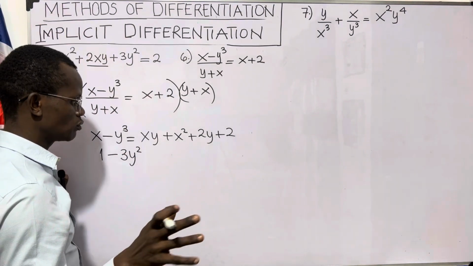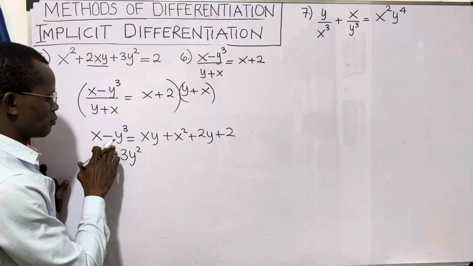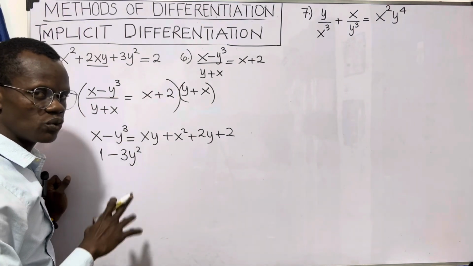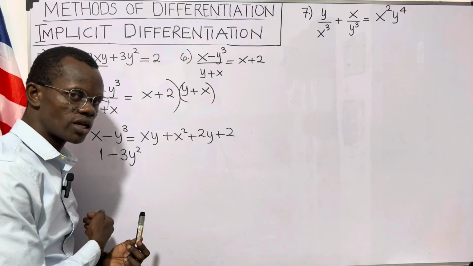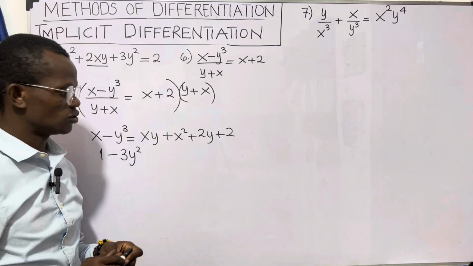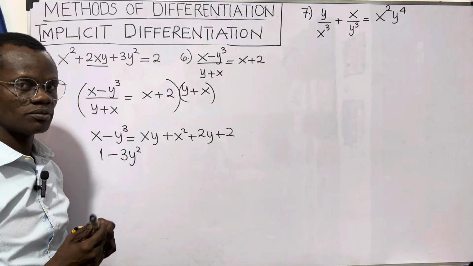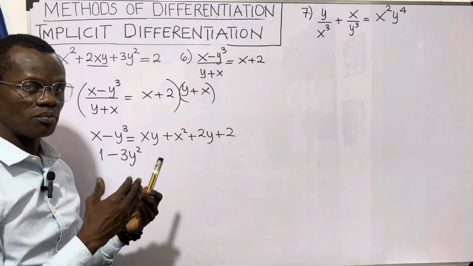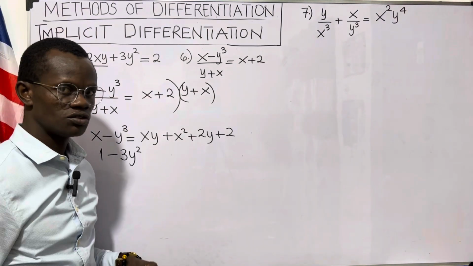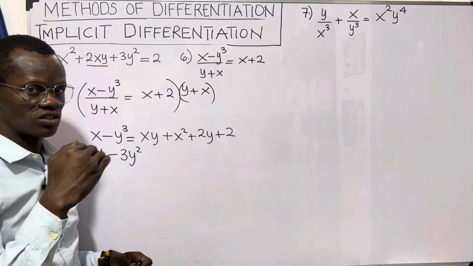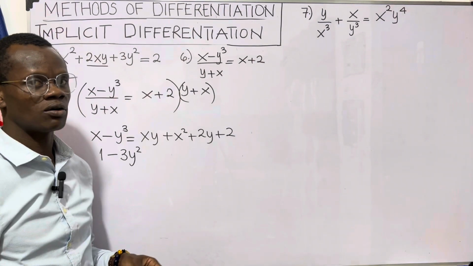Please, if you have some issues with the different rules, the power rule, the quotient rule, the product rule, the chain rule, please check previous videos so that at least you have an understanding. The videos are within the playlist, so they are not difficult to get. You just check the previous videos, and they are arranged lesson by lesson, so the lessons are all in order.